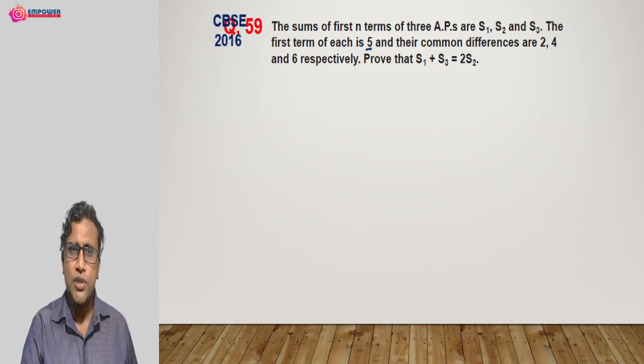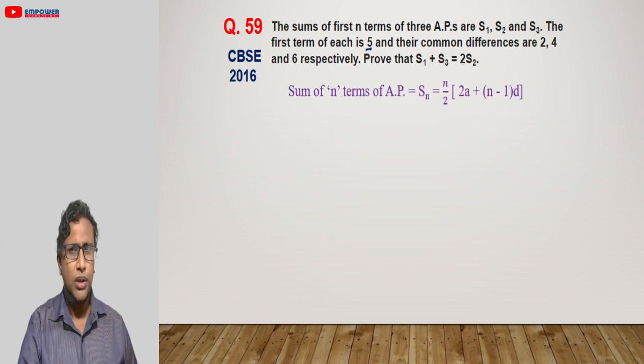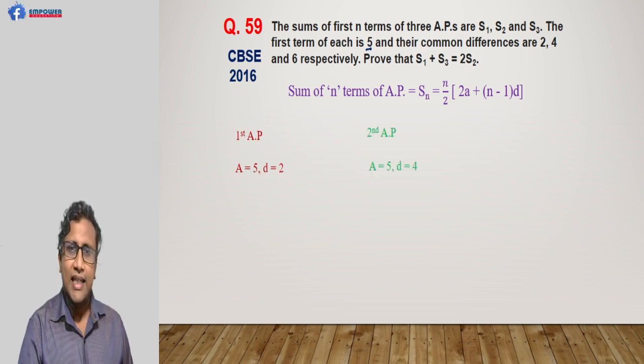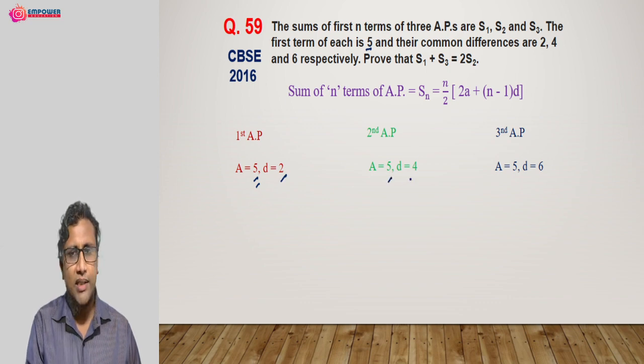Again, if you observe, this was a question from the CBSE exam 2016. So again, it becomes a very important question for us, right? So let's see. Again, we are going to use the same formula, Sn, the sum of n terms. Now, as we said, there are 3 different APs. So for the first AP, the first term A is 5, common difference is 2. For the second AP also, the first term is A, that is 5, common difference is 4. Here, same, the first term is A, but the common difference is 6.